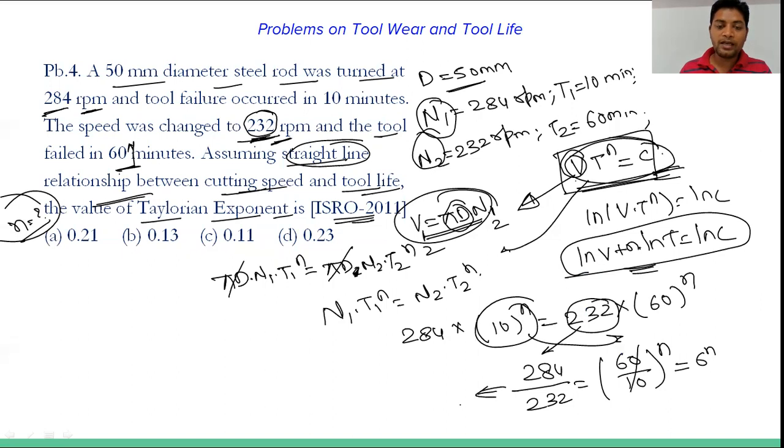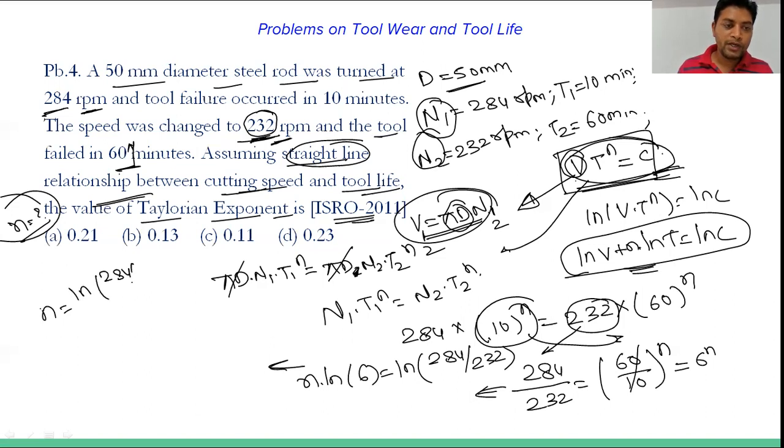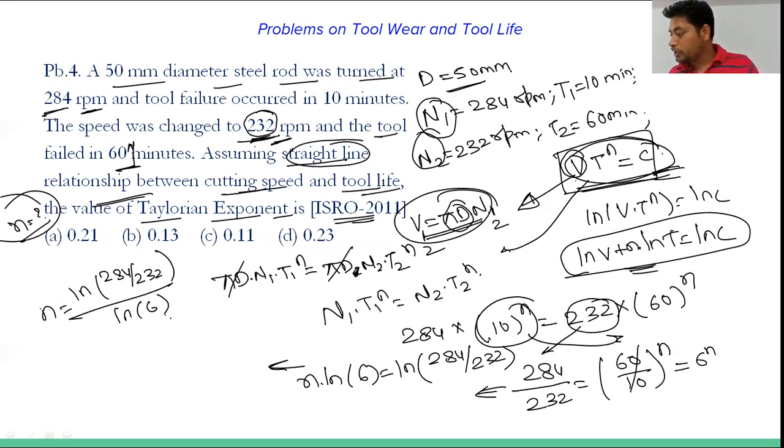तो देखिए जब आप ln लेंगे both the sides, so this equation will become n into ln 6, and in the left hand side it will be 284 by 232, ठीक है. तो n की वैल्यू कितनी आ जाएगी यहाँ से, n will be equals to ln 284 by 232 divided by ln 6, ठीक है.